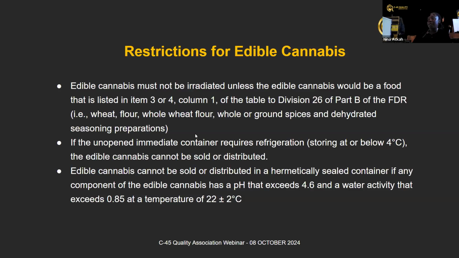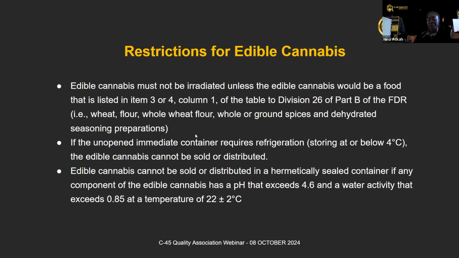Edible cannabis cannot be irradiated unless it falls within the list that is provided in item 3 or 4 of column 1 of the Food and Drugs Regulations. And this list is basically wheat flour, whole wheat flour, spices, and seasonings. So if the edible cannabis that the license holder is producing is not one of these kinds of products, it cannot be irradiated. We are also not allowed to produce edible cannabis that requires refrigeration after opening the immediate container.